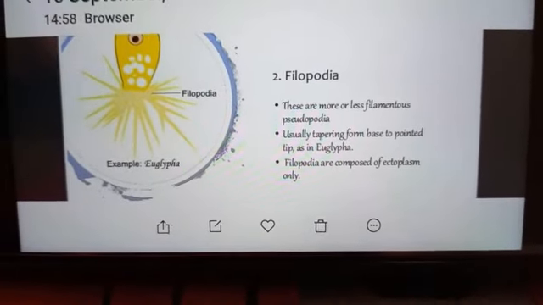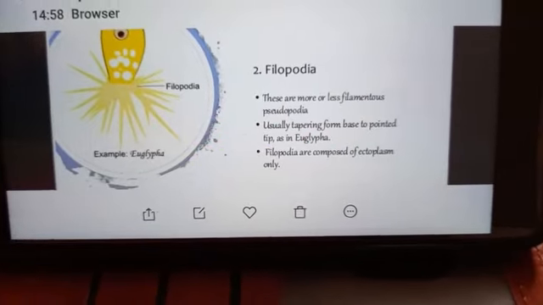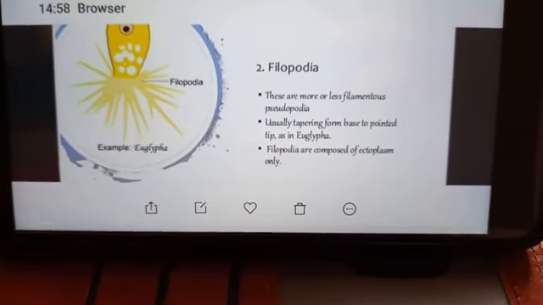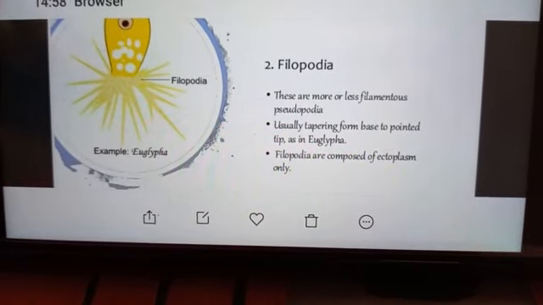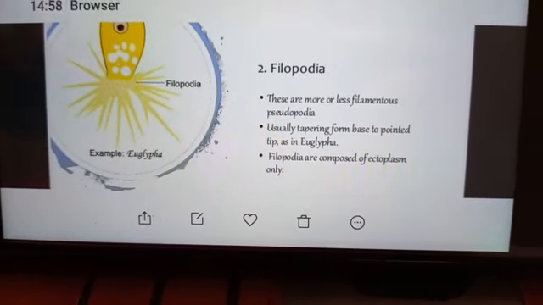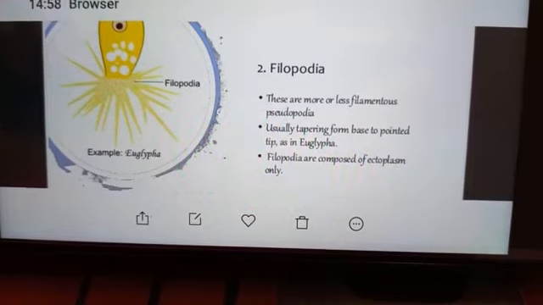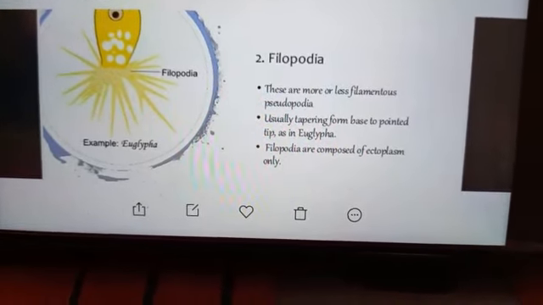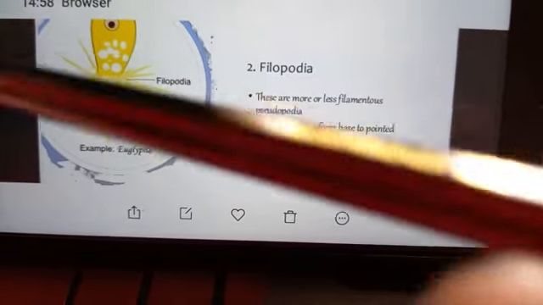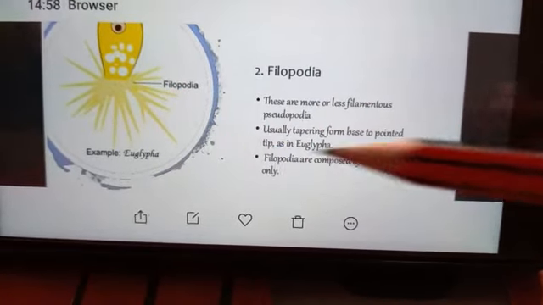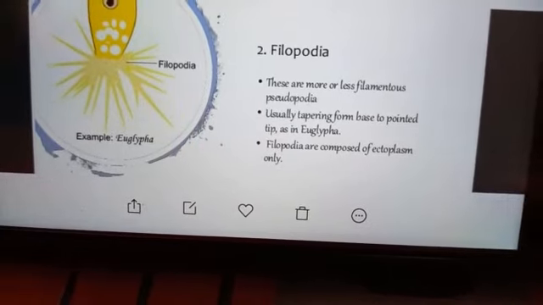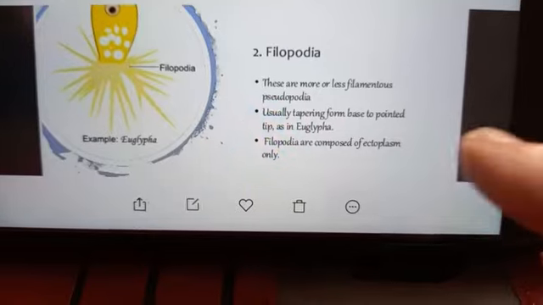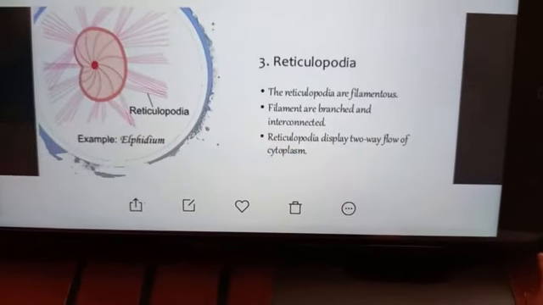Here you can see the filopodia. The example I showed you is Euglypha. Here you can see these are more or less filamentous structures, and the pseudopodia usually taper from the base, and they are pointed at the tip. As you can see here, these are tapering at the tips. The example I've already given you. These types of filopodia are composed of ectoplasm only. So let's move on to the next slide.